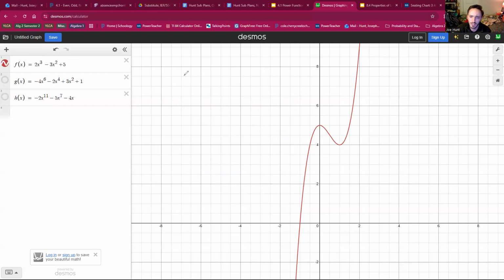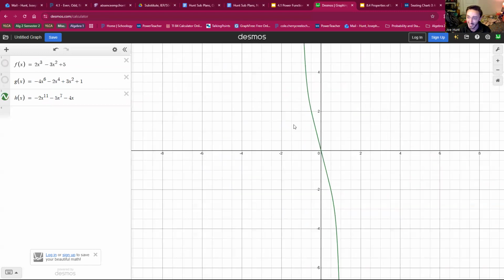Let's have a brief conversation about evenness or oddness for this last function, right? If I take a look at h of x, I'm going to notice that it's not a mirror image over the y-axis, so it's not an even function, but it does seem to exhibit odd behavior in the sense that if I take a coordinate at like negative 1 comma 2 and I rotate it counterclockwise 180 degrees, I get 1 comma negative 2.